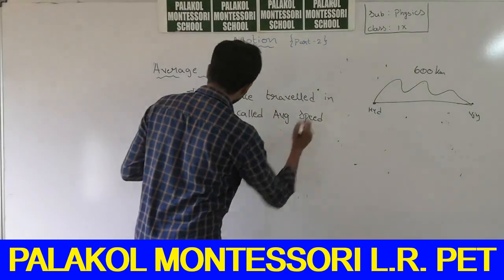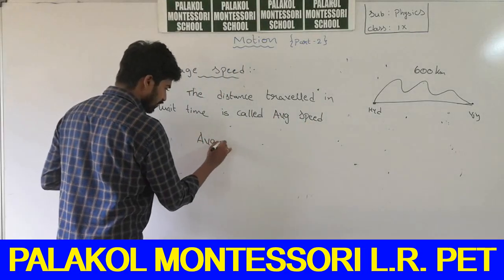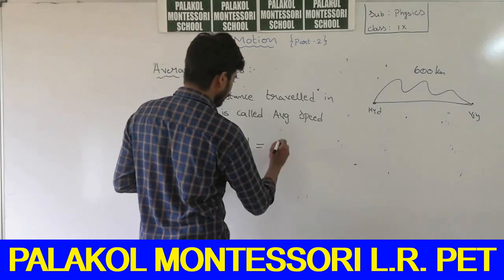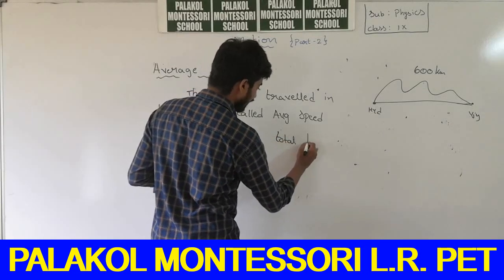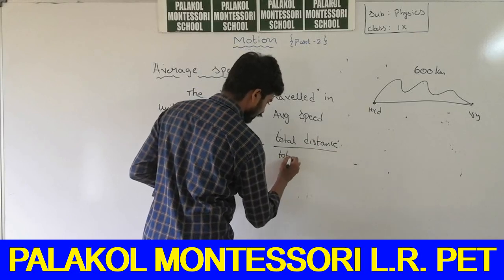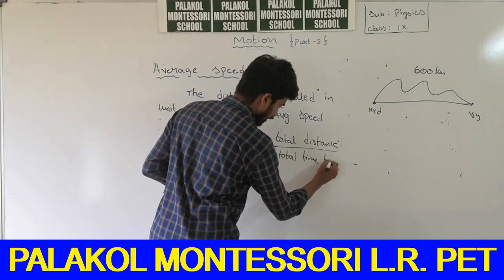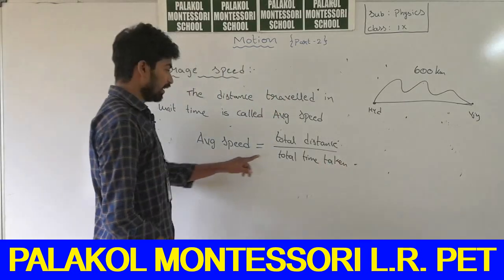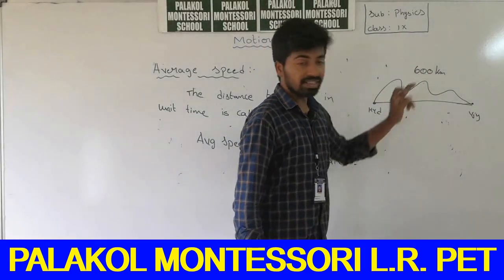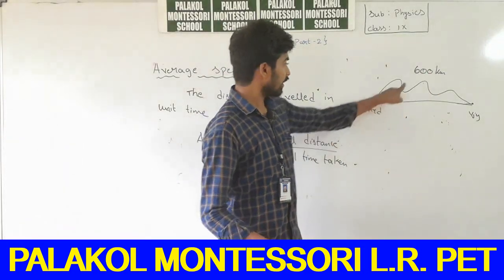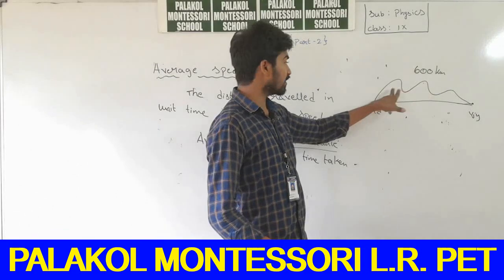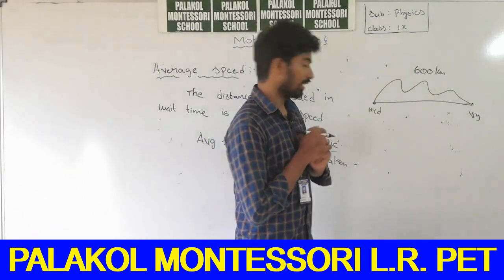So, you can calculate the average speed as average speed is equal to total distance by total time taken. Average speed will be calculated with the formula total distance by total time taken. For example, what is the total distance you have travelled? 600 kilometers, the length of this road. This is the road which is having several curves. What is its length? 600 kilometers is its length.